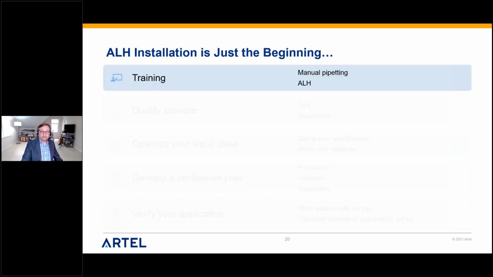So once you've got your system set up, the automated liquid handler company, the service engineer, or the field engineer has come out, set it up, everything passes specification. That's just the beginning, I'm sorry to say. You really need to think about several aspects here, and training is one. The obvious one is the ALH itself. Sometimes it'll be a couple of days, they'll throw it in for free, you pay for extra. It just depends on the level that you need.